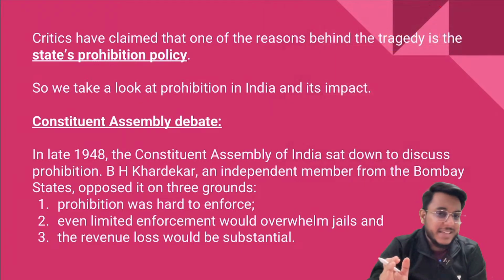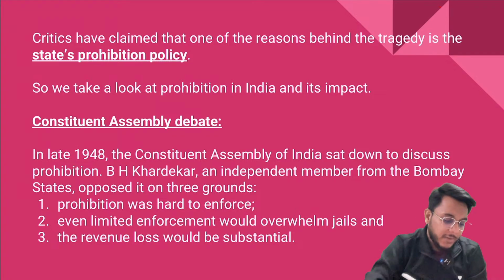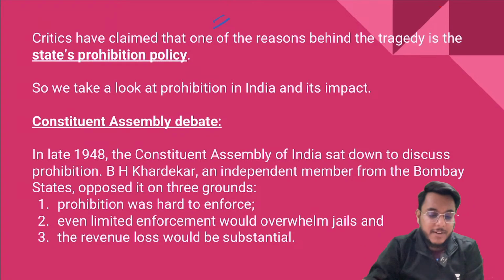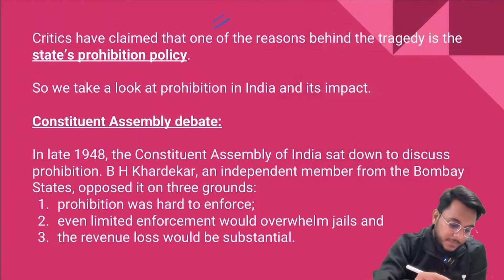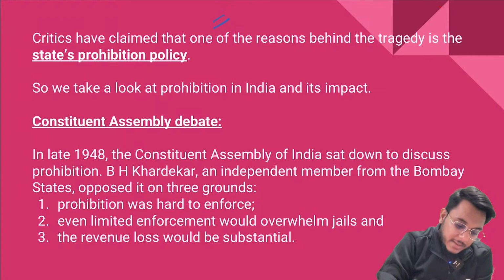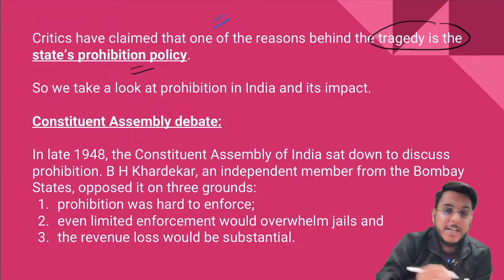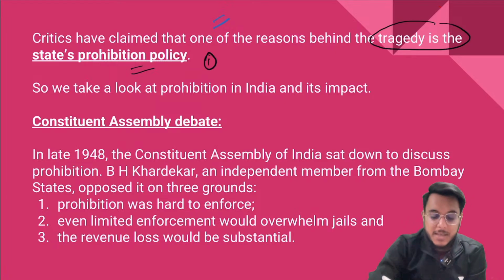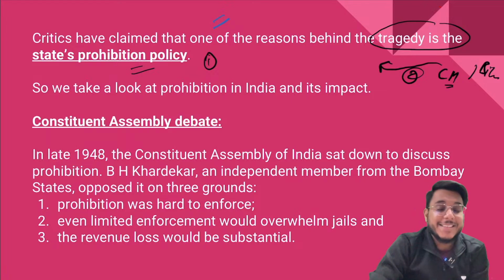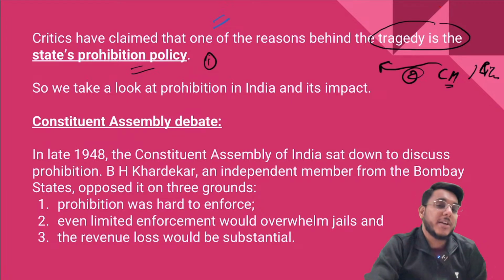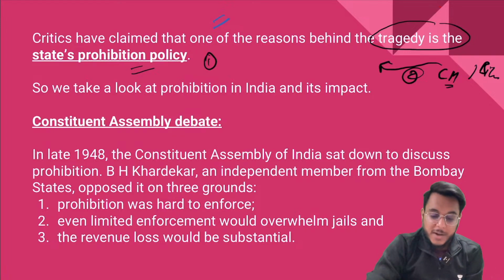Now, in the aftermath of it, there have been different kinds of responses shown by different actors. For example, critics have said that this tragedy is because of the state's prohibition policy. Secondly, guys, many people, and even the chief minister of Bihar, have said that if people are consuming liquor, they deserve to die. Many such politicians have also supported this viewpoint that if people are consuming it, the government is not responsible.